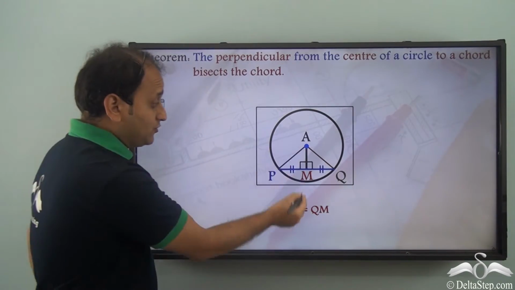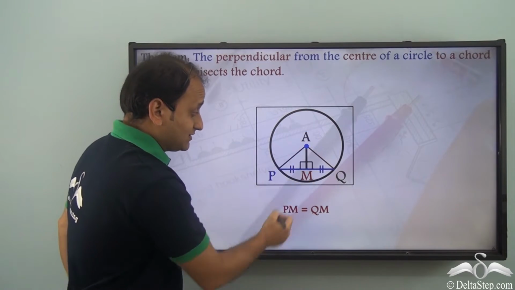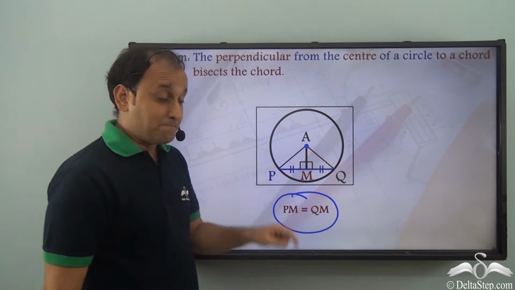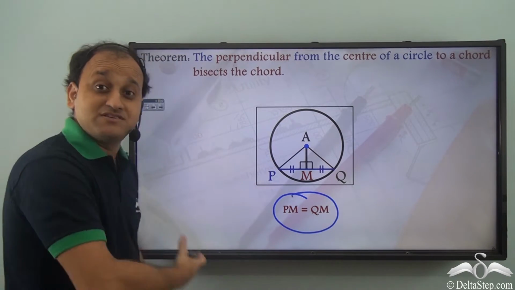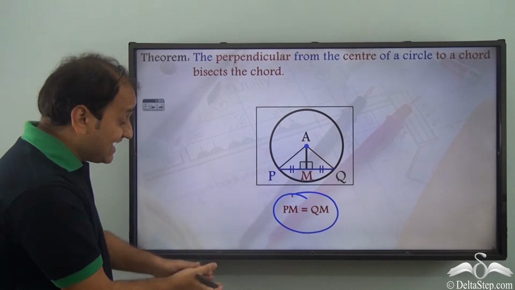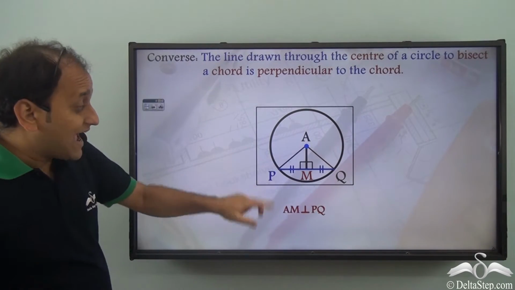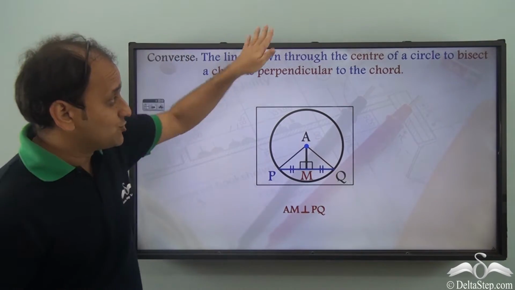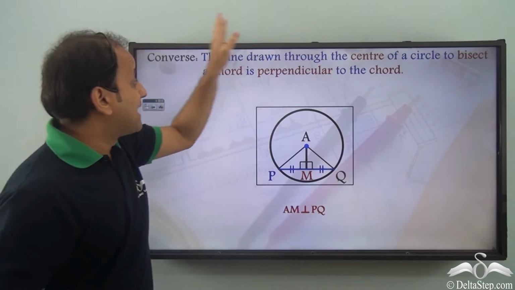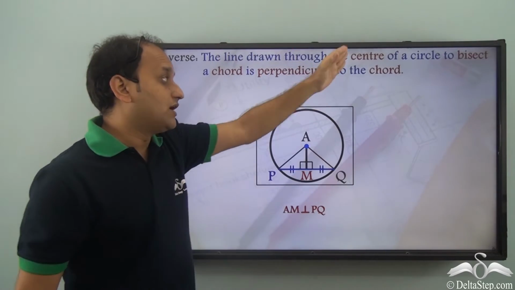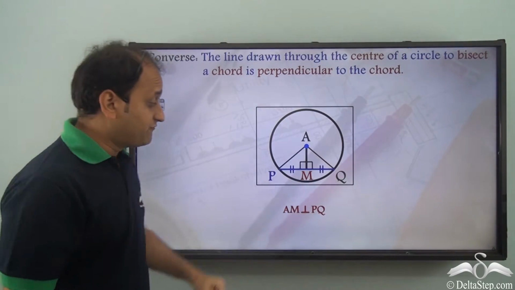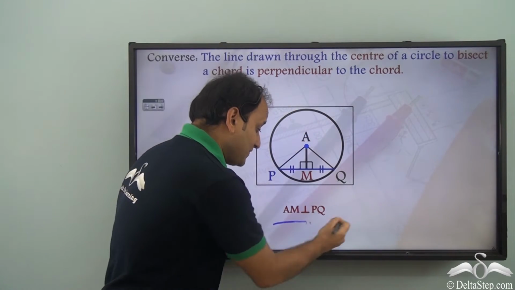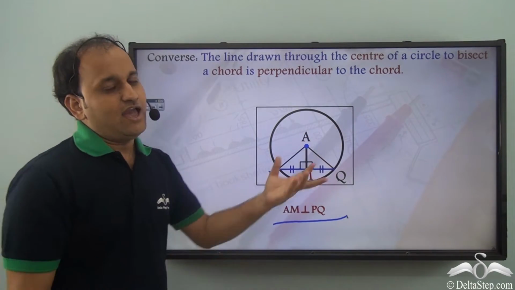While here we know that perpendicular results in PM is equal to QM, if we know that PM is equal to QM, then we can say that AM will be perpendicular to PQ. So the line drawn through the center of a circle to bisect a chord is perpendicular to the chord. So if we know that PM is equal to QM, then we can say that AM is perpendicular to PQ.